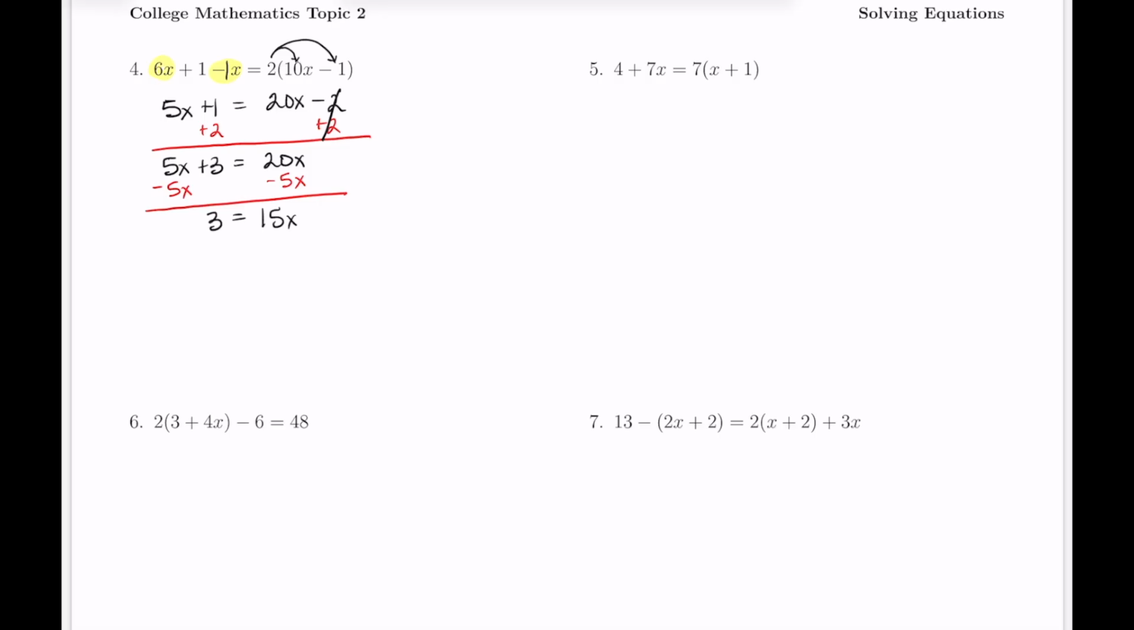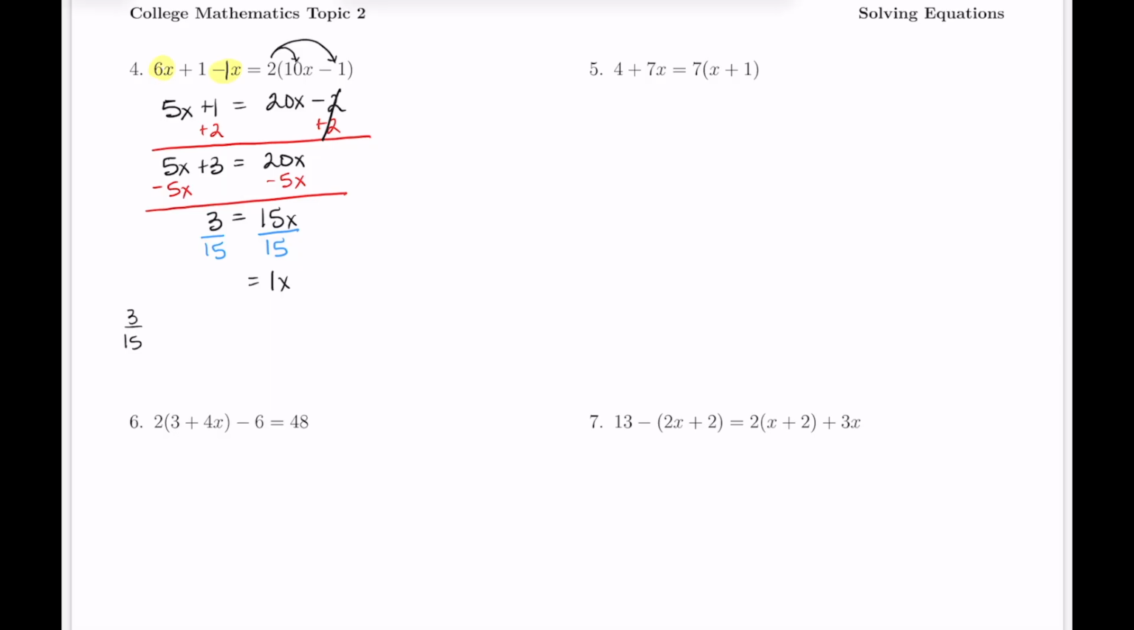I'm really close to being done. My goal is to have this be just 1x. So I'll get that by dividing by 15. So I divide the left side by 15 and the right side by 15. Now 15x divided by 15 is 1x. That's what we wanted. And 3 over 15, well, that's a fraction. You can't just get rid of it. You'd put it in a calculator and get 0.2.